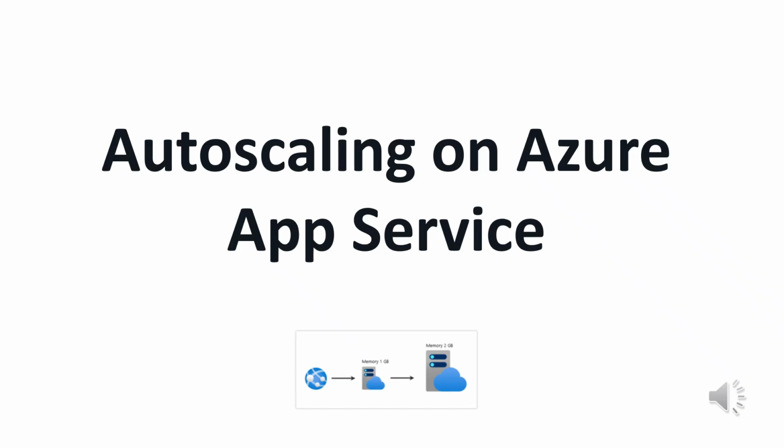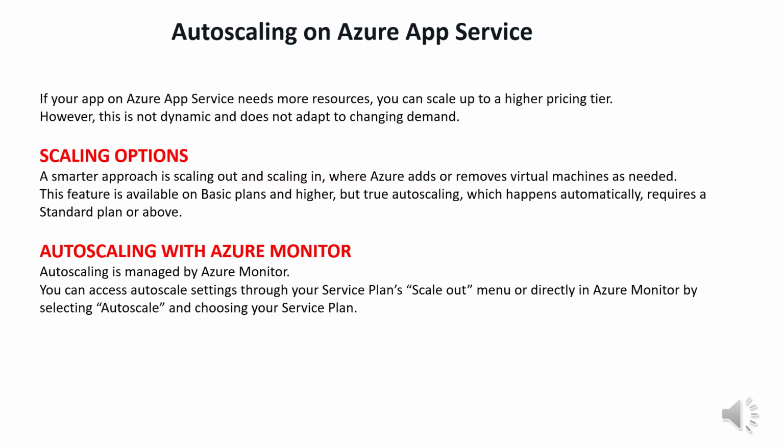Auto-scaling on Azure App Service. If your app on Azure App Service needs more resources, you can scale up to a higher pricing tier. However, this is not dynamic and does not adapt to changing demand. Scaling options. A smarter approach is scaling out and scaling in, where Azure adds or removes virtual machines as needed. This feature is available on basic plans and higher, but true autoscaling, which happens automatically, requires a standard plan or above.